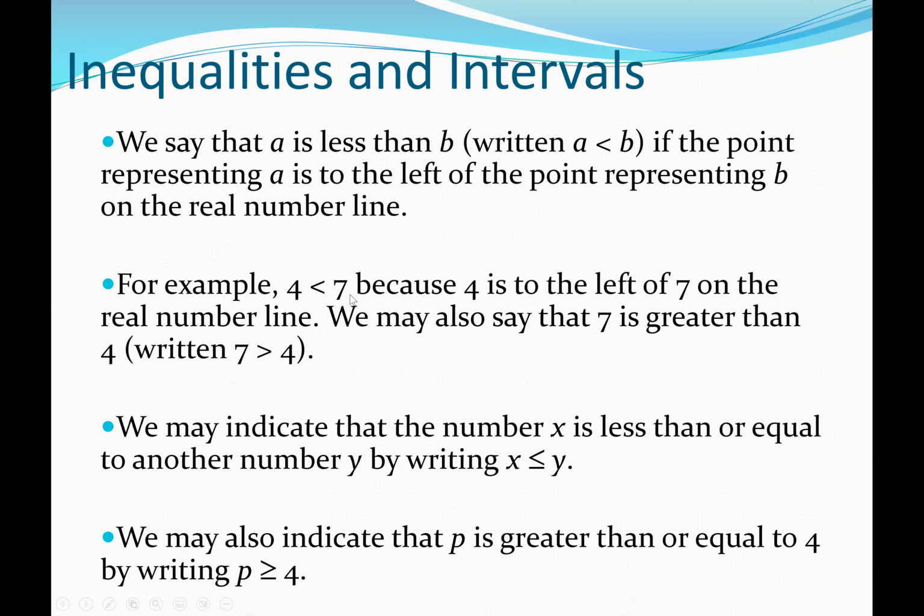So for example, 4 is less than 7, because 4 is to the left of 7 on the real number line. Also, we may say that 7 is greater than 4, which is written as 7 > 4, which means 7 is to the right and 4 is to the left. We also have x is less than or equal to y, which means, for example, 4 is less than or equal to 4, because at least it's equal to 4. Or 2 is less than or equal to 4, which is also true.